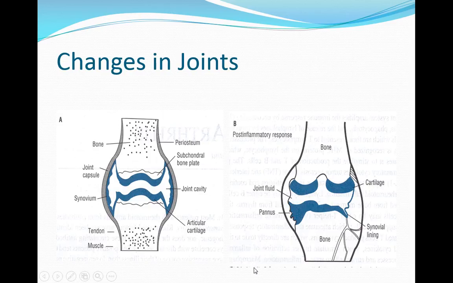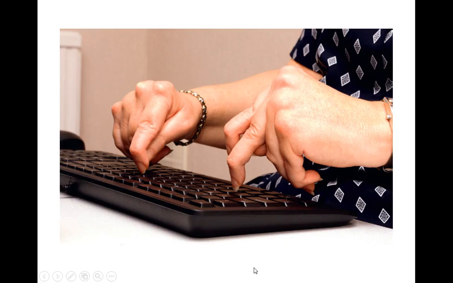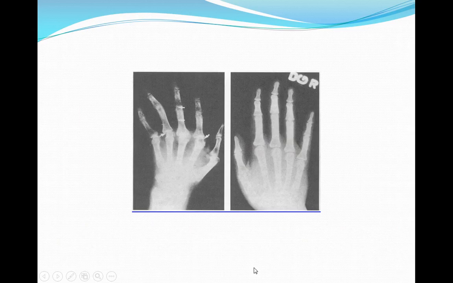So this is what happens over time. We want to try to prevent this with drug therapy. Because if we don't, what will happen is the x-ray on your left is a patient with long-standing RA. Patient on your right is a normal radiograph. So you can see deformities that are permanent and cannot go back to normal unless you have surgery.